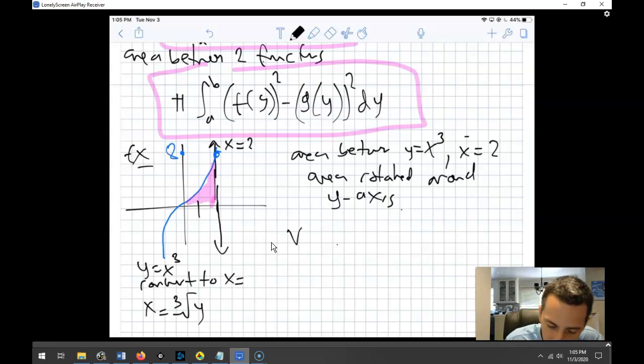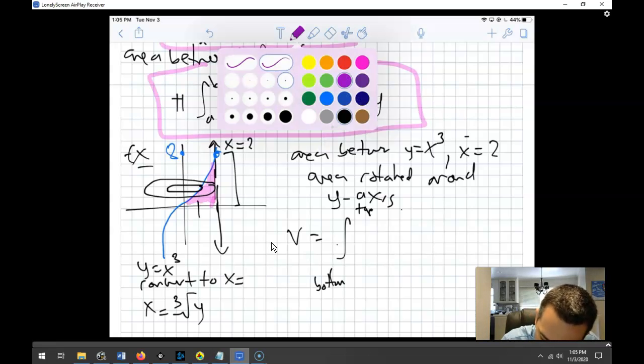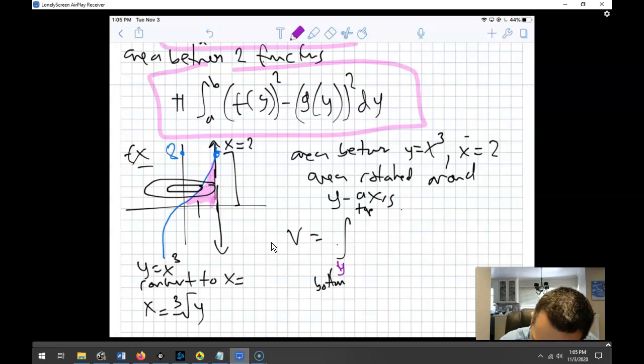So my volume, again, if I'm rotating this in a circle, I'm going to get the donuts. So I'm going to get the outer radius coming from the line, the inner radius coming from the x cubed. And I'm just going to add all those donuts up from 0 to 8. So I'm going to start at the bottom and work up to the top. Now, the visual is the same. You're still just integrating donuts. You're still adding them from the bottom to the top. So because I'm going sideways, my bounds again are the bottom to the top instead of left to right. So my bounds are going to go from y equals 0 to y equals 8.